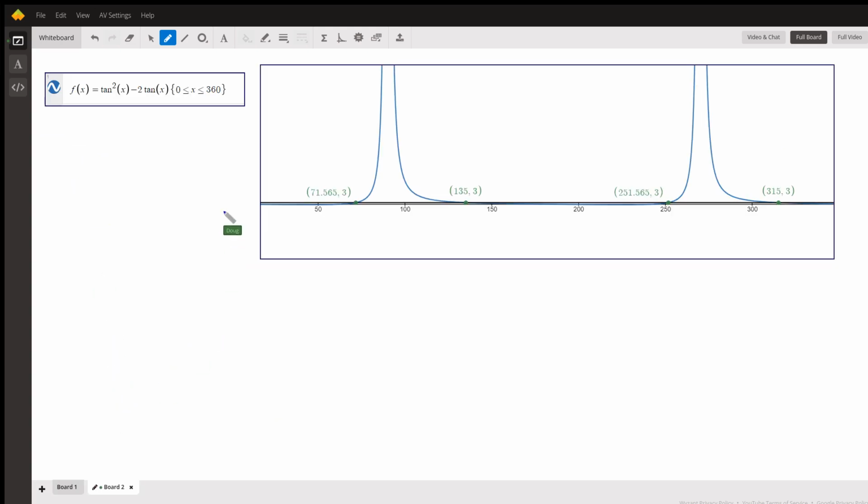And if you wanted to verify on Desmos, you could set up a function like this. F of x equals tangent squared of x minus 2 tangent of x. That's this blue graph. And then also graph the line y equals 3. And you would see that these are the points of intersection of these two functions, f of x equals tangent squared x minus 2 tangent x and y equals 3. You can see the y coordinates are all 3.